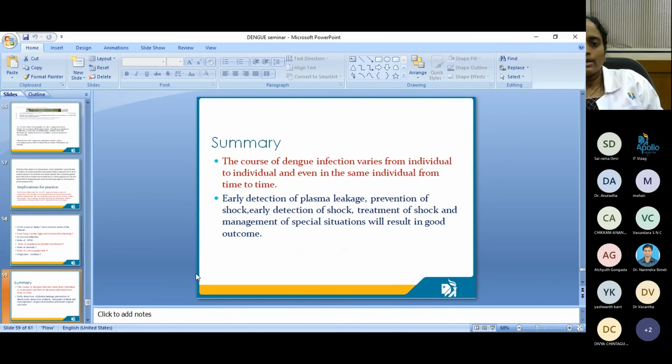So, in conclusion, the course of dengue infection varies from individual to individual, and even in the same individual from time to time. Early detection of cases, risk stratification, and their management as per the guidelines will give a good result, and it reduces the mortality from 20% to 1%, and your risk stratification reduces the burden on the healthcare system.